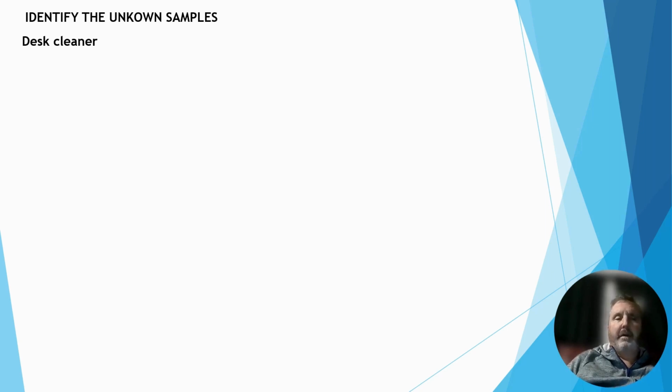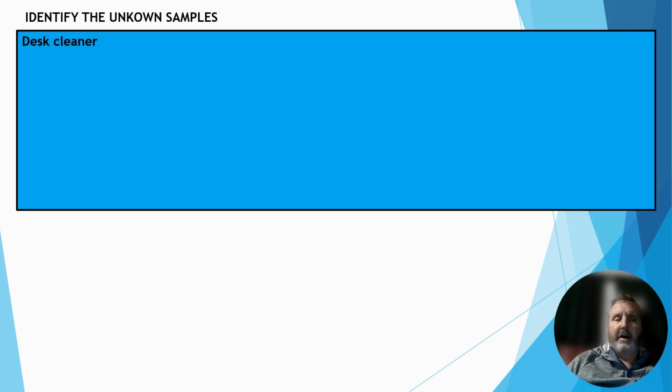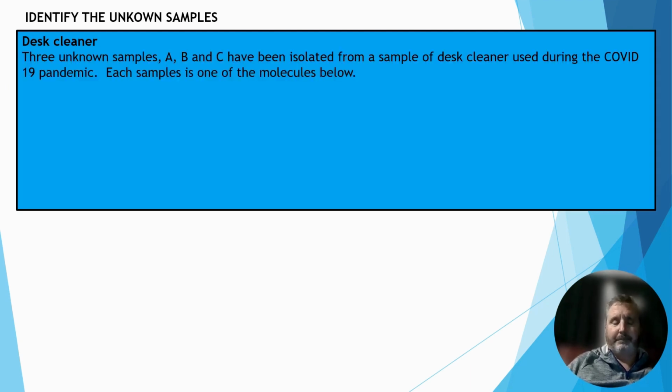Usually what's going to happen is you're going to be asked to identify unknown samples. In this case, 3 unknown samples, A, B, and C, have been isolated from a product, a desk cleaner, that was used during the COVID-19 pandemic. Each sample is one of the 6 below. I'll show those to you soon.